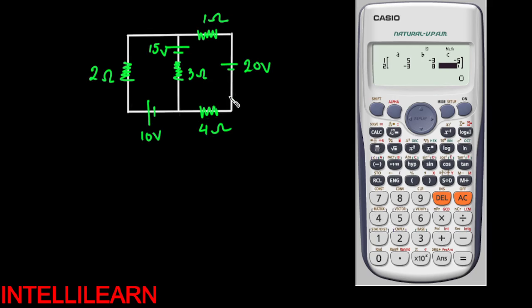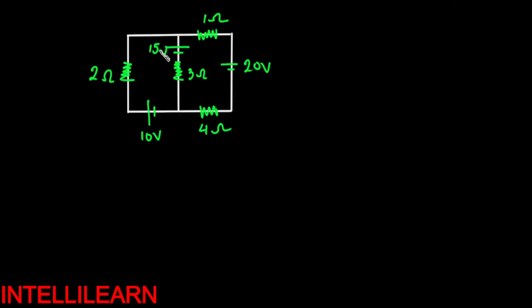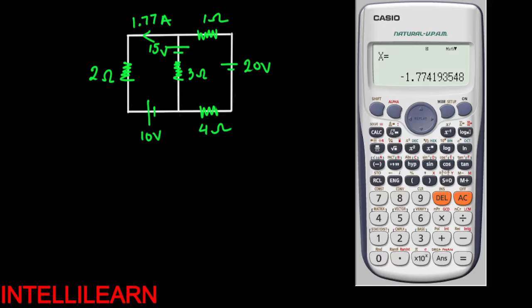This is a drop of 20 from long to short, and a rise of 15 from short to long. A drop of 20, a rise of 15. So what's the first current? Minus 1.77. Now notice that I was going clockwise, so this is now an anti-clockwise current and it is 1.77 amperes.